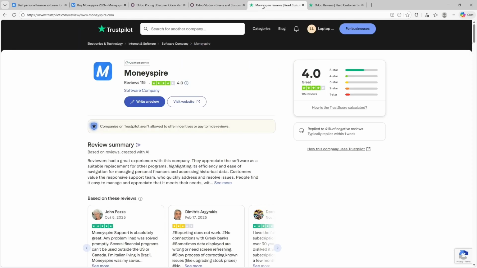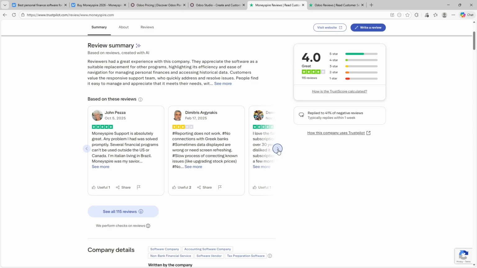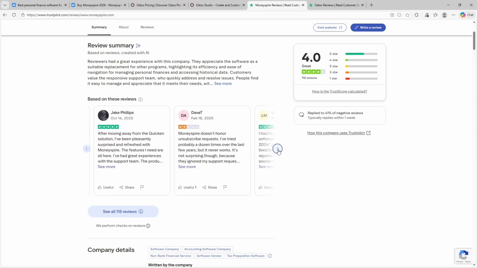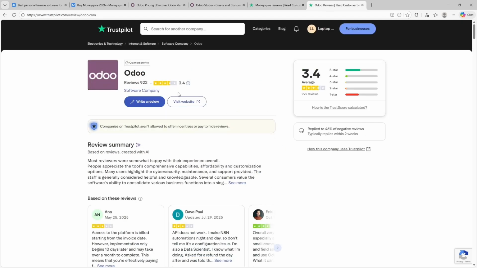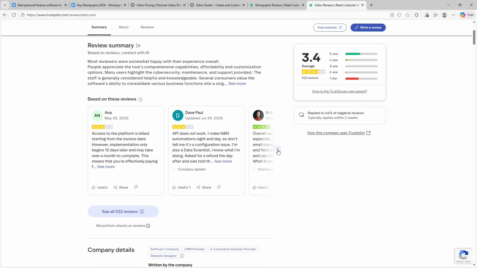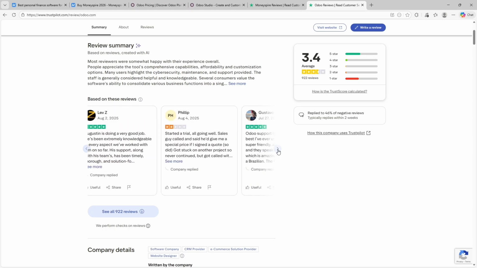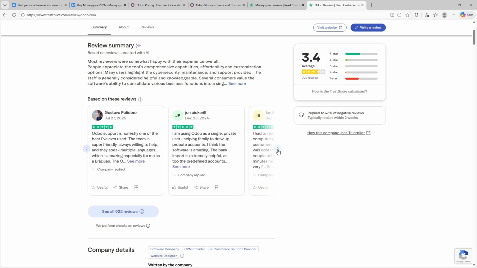Moneyspire holds a solid average rating of around 4 out of 5 on Trustpilot, with reviewers consistently praising its simplicity, one-time pricing, and reliability. Odoo currently sits lower, around 3.5 out of 5, based on a much larger volume of reviews. Positive feedback highlights flexibility and power, while negative reviews frequently mention complexity, support delays, and unexpected costs. Ratings change over time and depend heavily on user expectations, so always review the most recent feedback before committing.